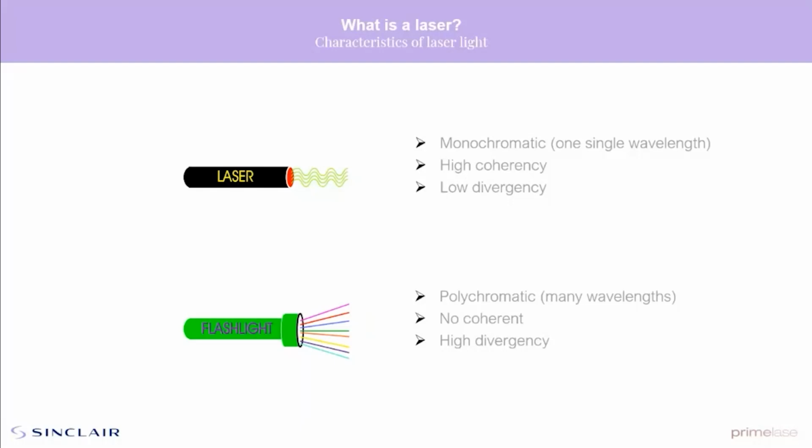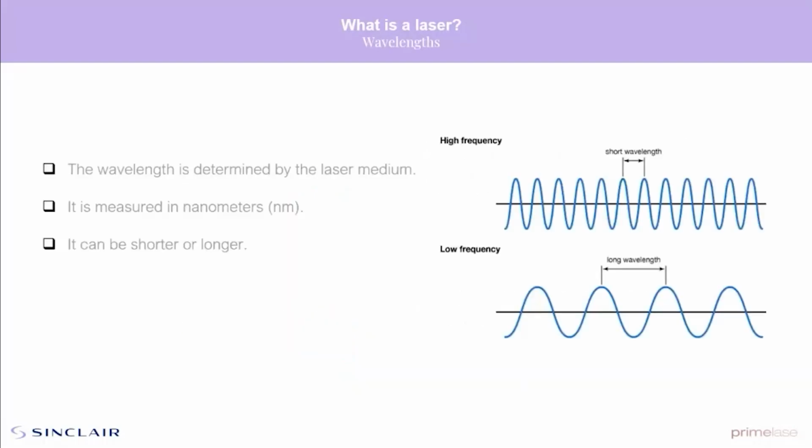The flashlight instead is polychromatic, which means it emits many wavelengths at the same time. So it will act on different chromophores at the same time. There's no coherency, which means the wavelengths are not emitted in parallel. And it has high divergency, which means the beam opens and gets wider the farther it goes. This is important to know which one is more effective and which is more precise.